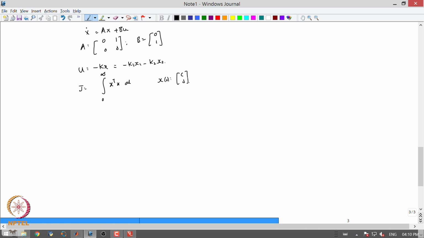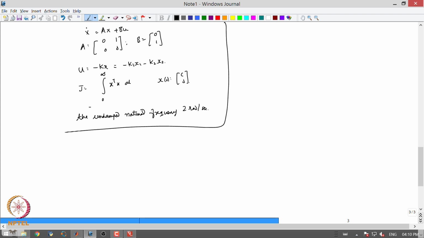Okay. Now, I want to minimize this cost function with the undamped natural frequency to be 2 radians per second, right. Okay. So, this is my problem statement, right. So, what is an appropriate u that will minimize this function and also place the closed loop pole such that the undamped natural frequency is 2 radians per second.